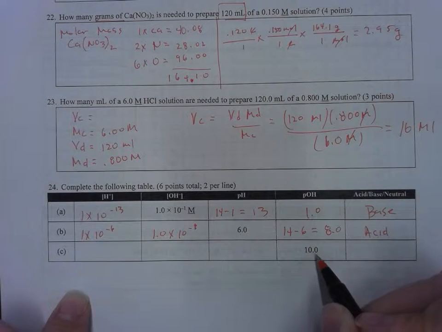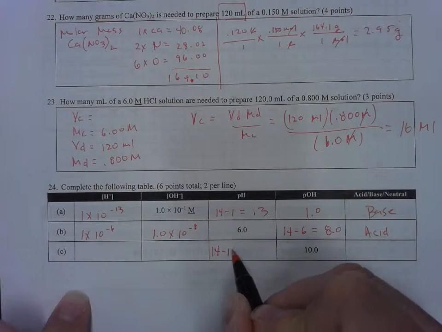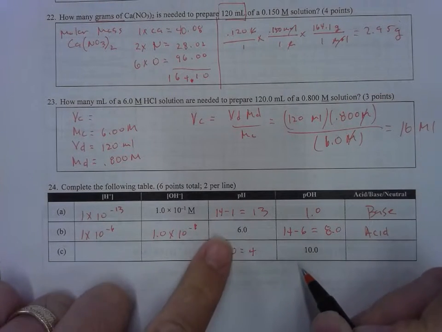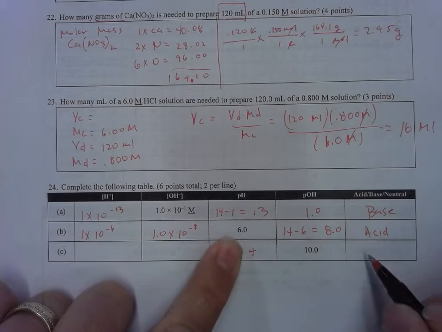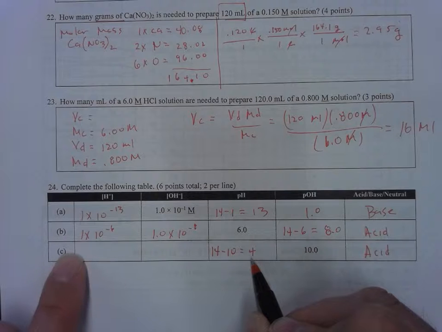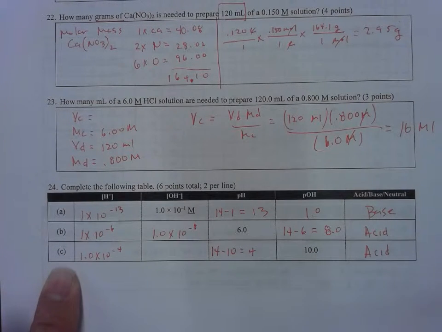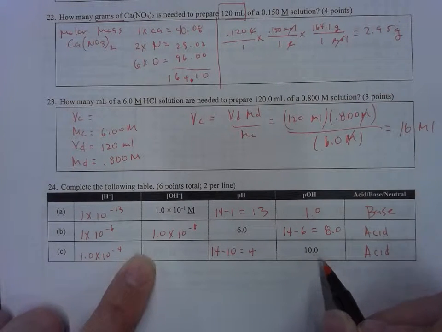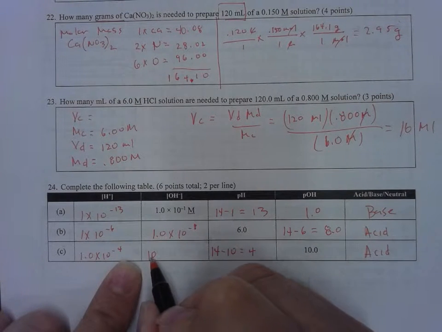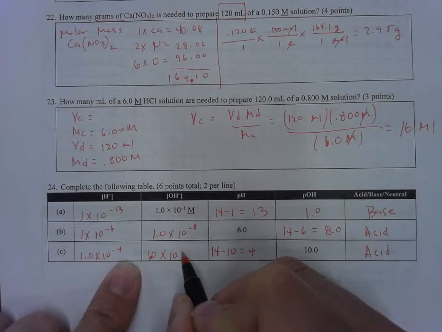Okay, last up. pOH is 10. pH, therefore, is going to be 14 minus 10, which equals 4. So you got a pH of 4. That's an acid. That also tells us our concentration of H plus is 1.0 times 10 to the negative 4. Our concentration of OH minus is 1.0 times 10 to the negative 10.